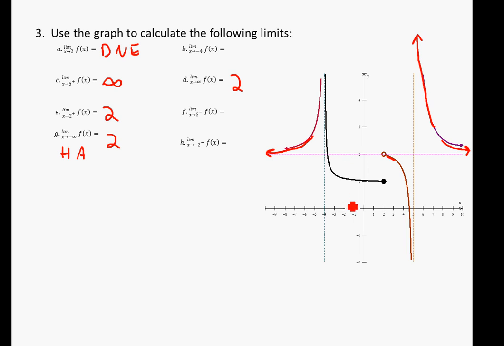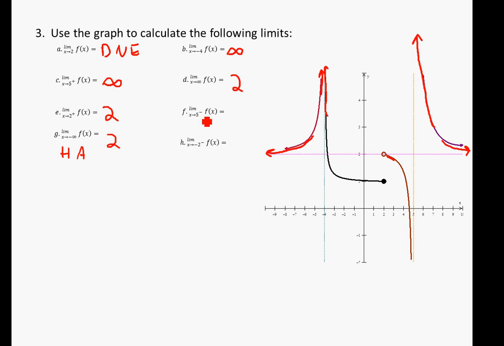B. x goes to negative 4. Here's negative 4. You've got to check both sides: the right side, which is over here, and the left side, which is over here. Well, on the right side, this guy is headed up to infinity. On the left side, also headed up to infinity. Since they're both going to infinity, the answer is infinity.